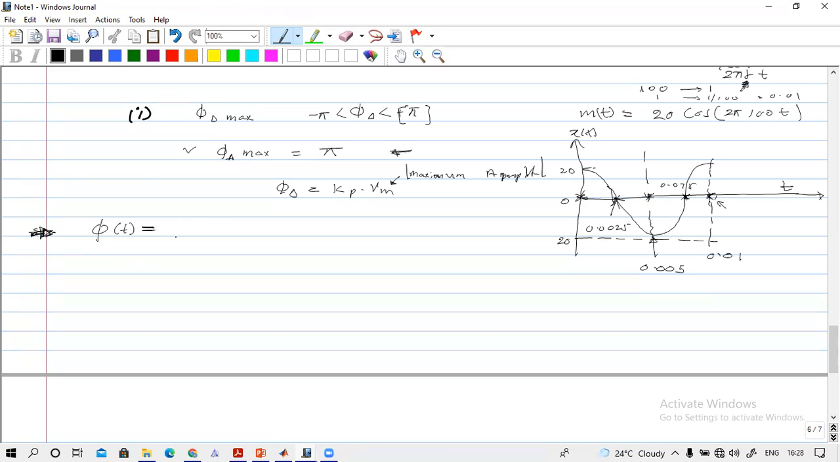So this is phi(t), and you know that we write it as omega ct plus phi delta m(t). So this is the phase phi(t). You can remember that we write our phase modulated signal as Ac cos(omega ct plus phi(t)), and this phi(t) is equal to phi delta m(t). So this phi(t) is the phase.